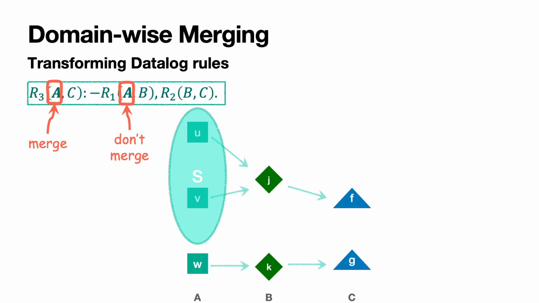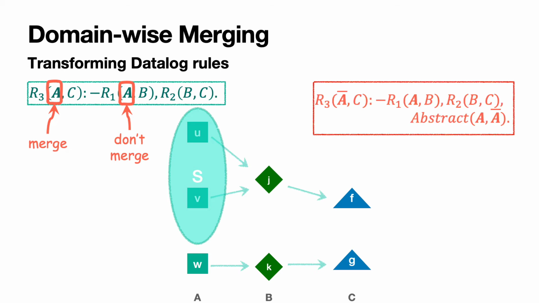Now, we want to merge the values u and v in the sensitivity domain in R3 into an abstract value s, while not merging them in R1. We insert a relation abstract A-bar in the rule body and replace the variable A in head relation R3 with A-bar. Thus, the sensitivity domain is lifted to its abstract domain, and the tuples R3 change as well. That is, R1(u,j), R2(j,f), and abstracting u into s derive R3(s,f). R1(v,j), R2(j,f), and abstracting v into s also derive R3(s,f).